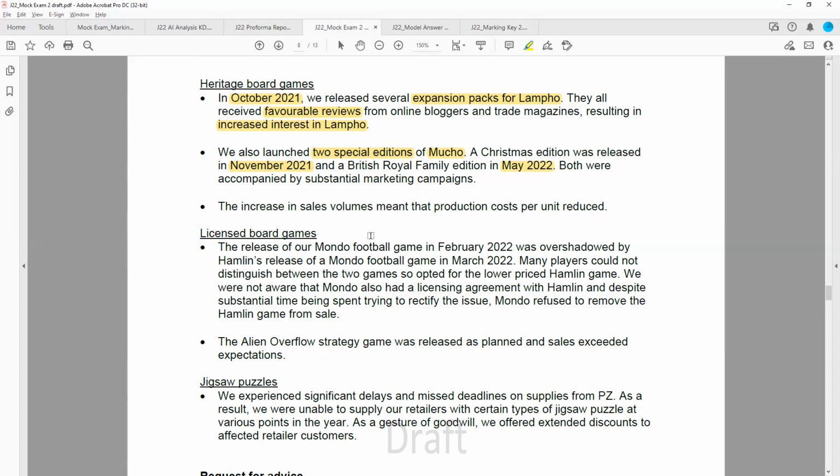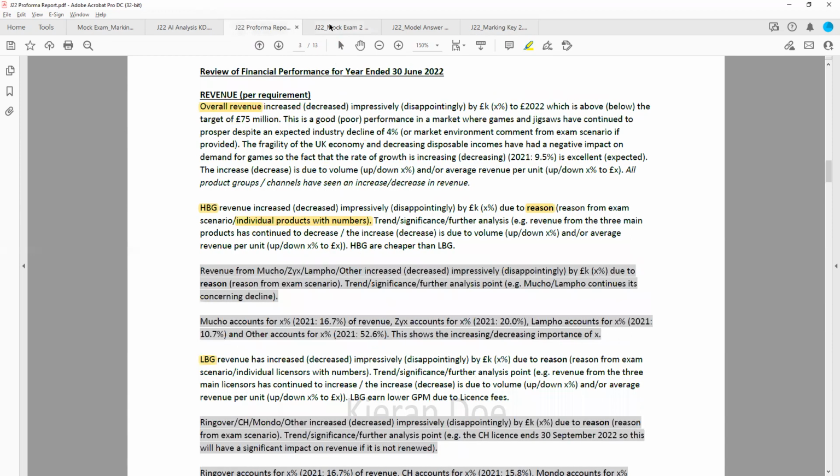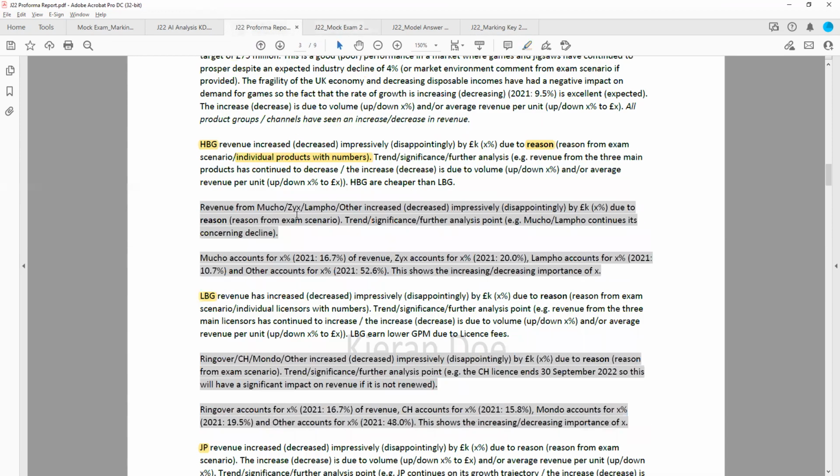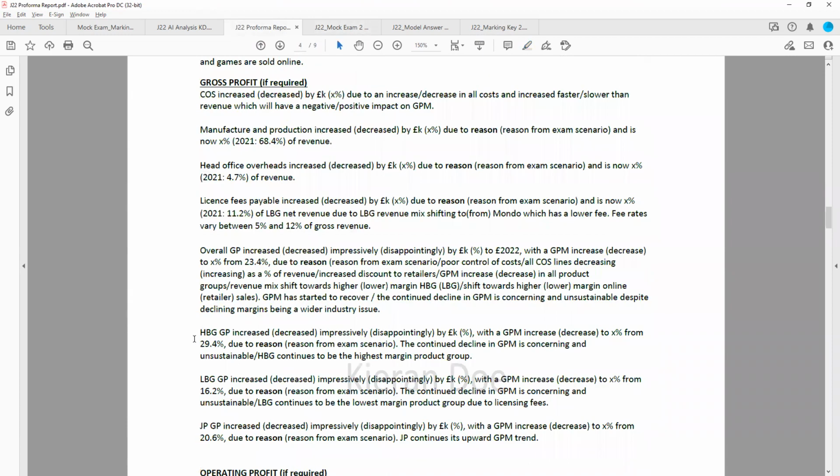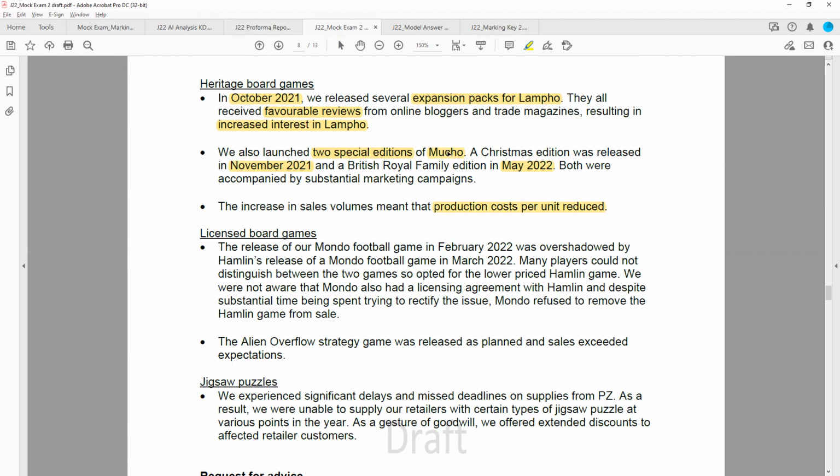The increase in sales volume meant that production costs per unit reduced. So that's going to have an impact on cost of sales, but you're really going to see that in the margin, because if the unit price is reducing but volumes are going up, then we're going to see that in the gross profit margin. So again, you might want to scribble that that's under HBG, so presumably it relates to HBG. You might want to scribble that down next to here. And we'll think about gross profit when we get to that.